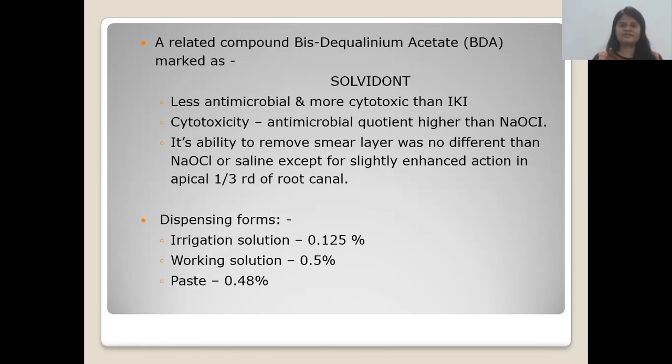A related compound of this is dequalinium acetate, which is Solvidol. It has less antimicrobial action and is more cytotoxic compared to iodine potassium iodide. The antimicrobial quotient is higher than sodium chloride. Its ability to remove the smear layer was also not different from saline, except for a slightly enhanced action in the apical third of the root canal. Dispensing forms: it can be used as an irrigating solution in a 0.125% working solution, at 0.5%, and as a paste at 0.48%.